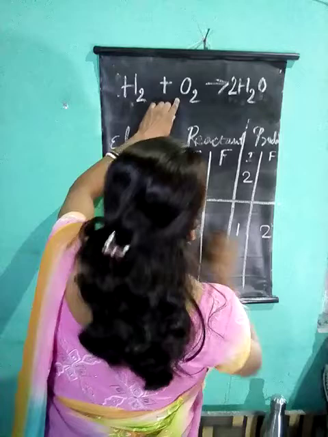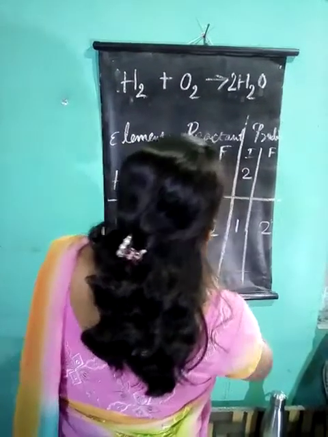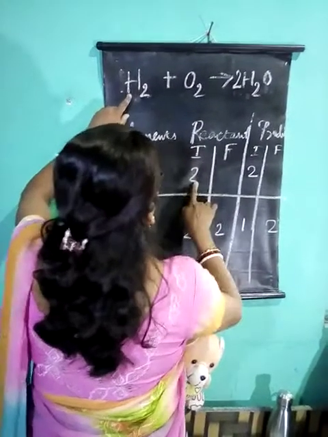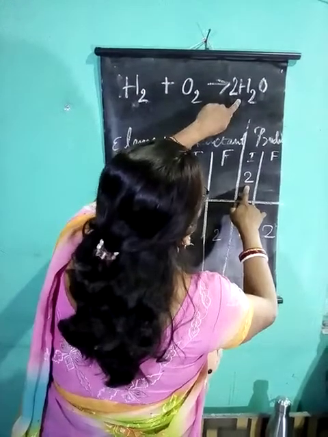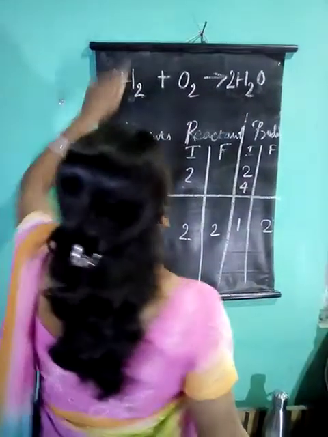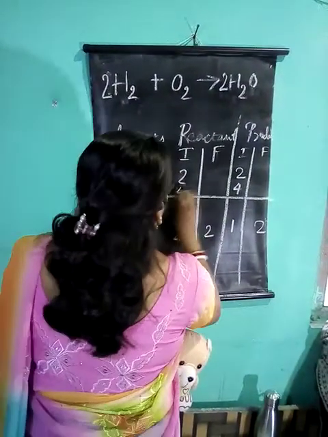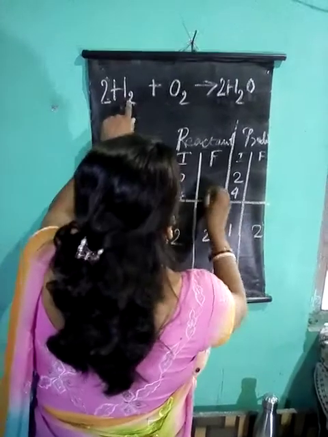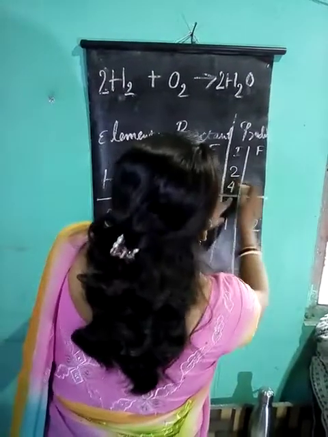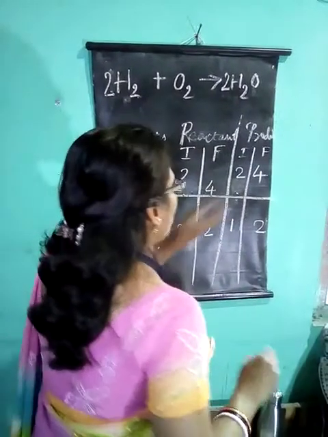Now oxygen in the reactants is 2, and in the final it is also 2. Now hydrogen in the reactants was 2 and in the products 2, but now it has become 4. So now we need to put a coefficient here for hydrogen in the reactants, so it is 4 in the initial and in the final one. Sorry, we cannot put it here.